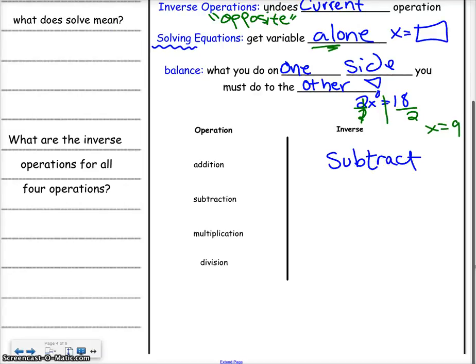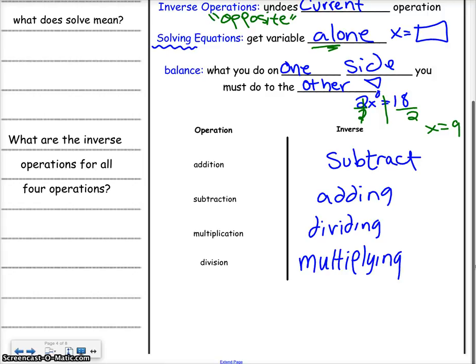So if I see in an equation that I'm adding, I know to undo it, I will subtract. The inverse of subtracting, adding. The inverse of multiplying, dividing. And the inverse of dividing is multiplying. So those are the inverse operations that you need to use. And I use it all the time, even when solving equations. I say, okay, what am I doing? What's the inverse? That's what goes through my brain all the time when I'm solving equations.